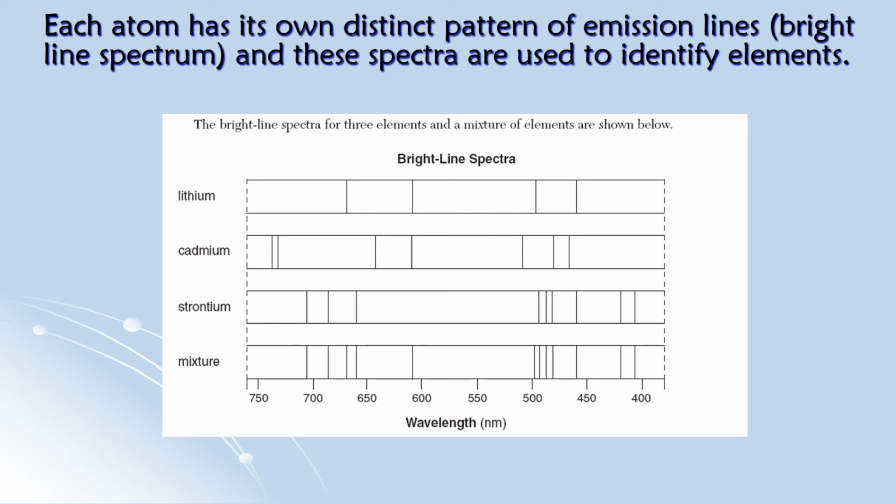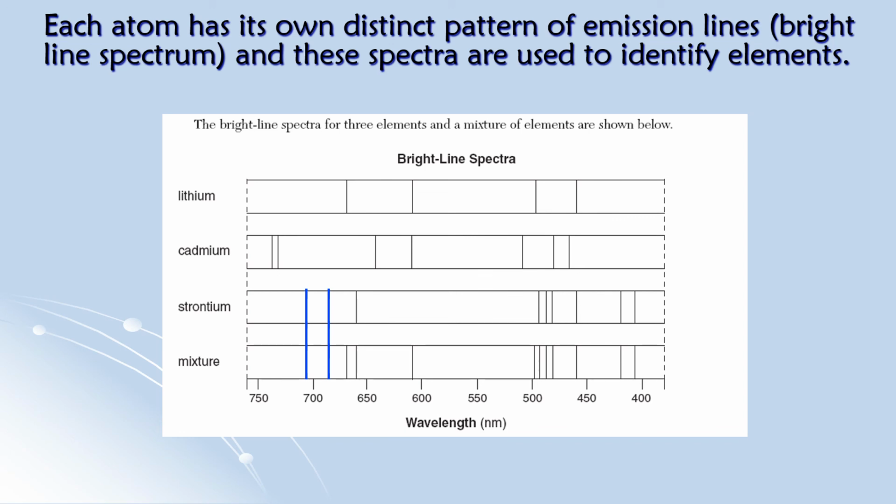Another type of question, other than how a bright line spectrum is produced, is one like this, where you see the bright line spectrums for lithium, cadmium, and strontium, and then you have a mixture at the bottom, and you have to identify which one, two, or maybe all three of them are in the mixture. All you have to do is match your lines. Start with the first line in the mixture and try to match it with whatever element you can. Here I can match this first line with strontium. I can match the next line with strontium as well.